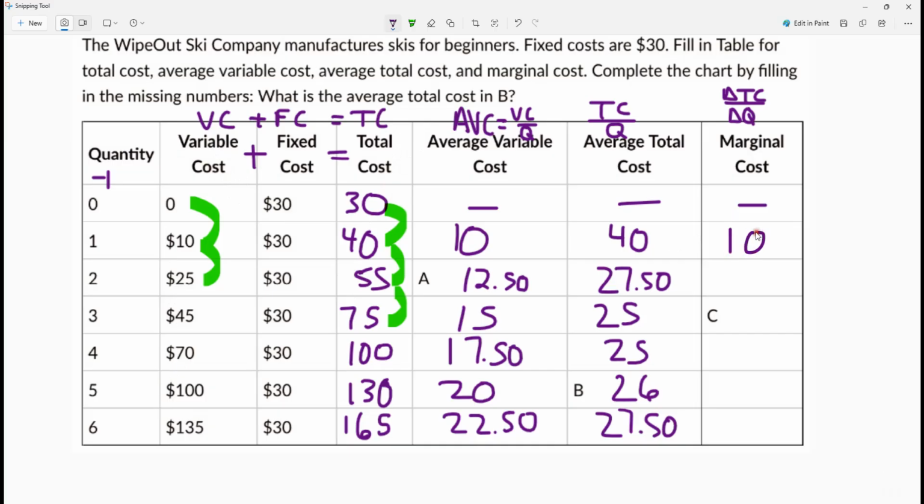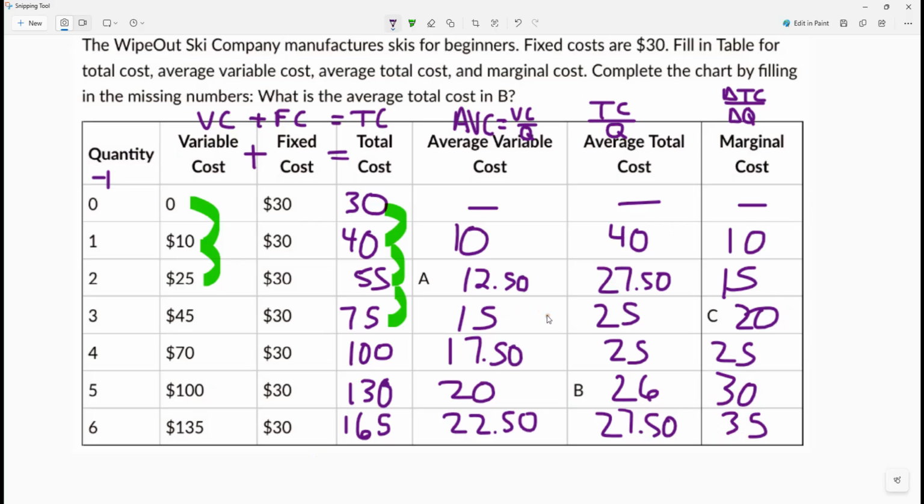So your marginal cost would be 10. This one would be 15. 55 to 75 would be 20. 25. 30. And 35. And we filled in the whole table.